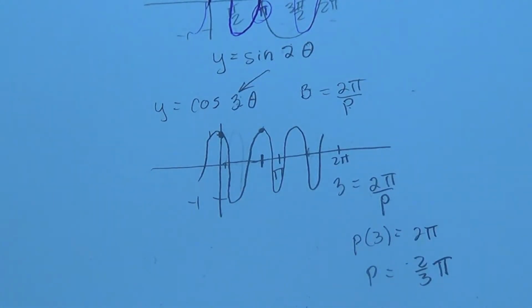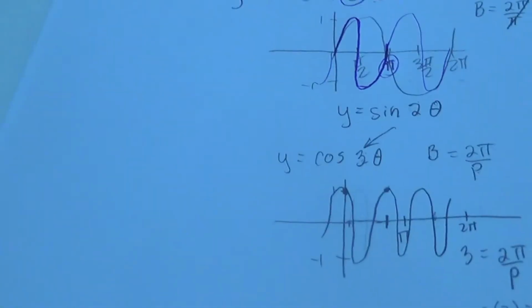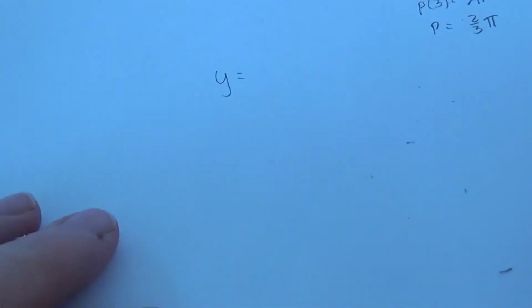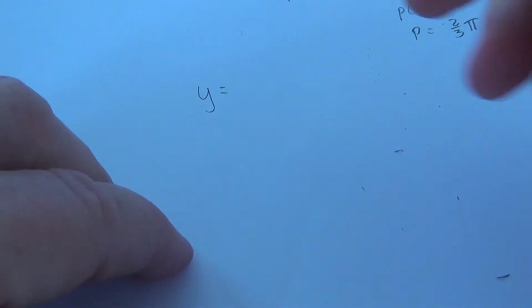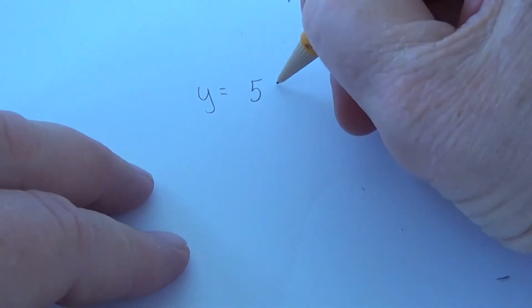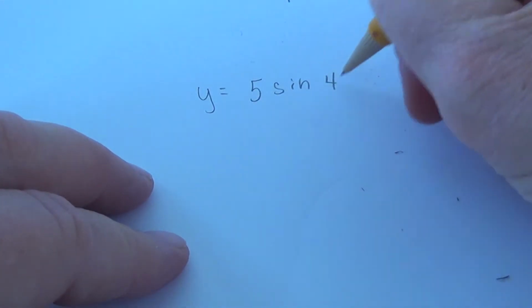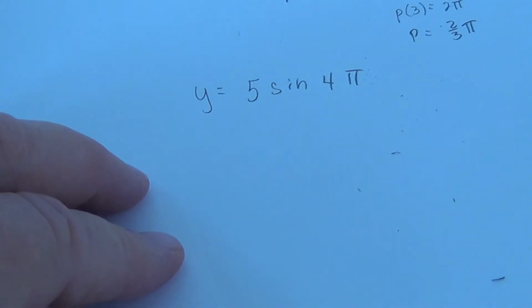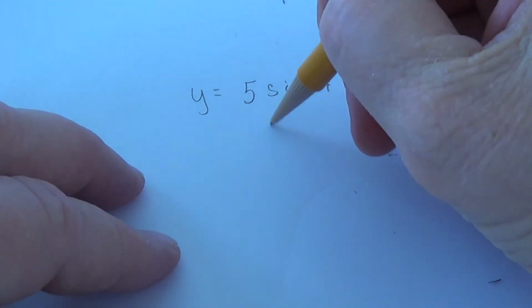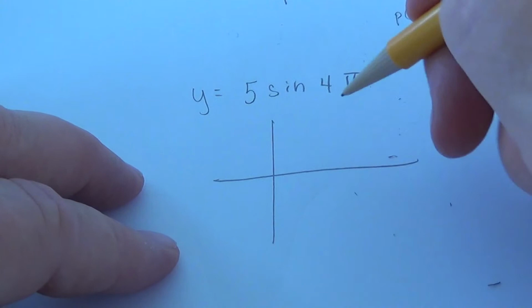All right, that's a pretty good introduction to what we're looking at. I will do the grand terrific finale. What if I put them both together? What if I have 5 sine of 4 theta? I will show you how that would work.